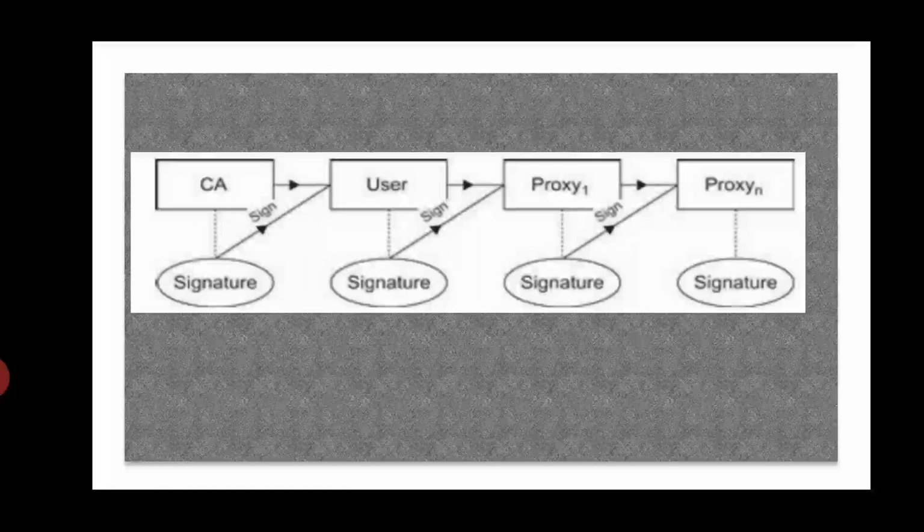Coming to the next point, during mutual authentication the owner's public key, obtained from her certificate, is used to validate the signature on the proxy certificate. The certificate authority's public key is then used to validate the signature on the owner's certificate. This establishes a chain of trust from the certificate authority to the last proxy through successive owners of resources.